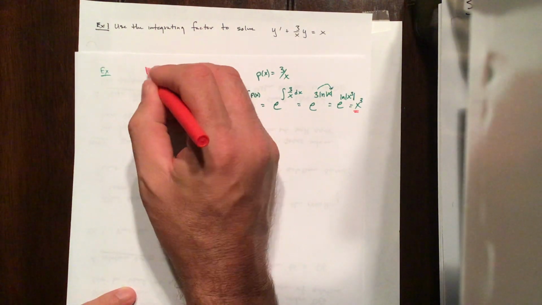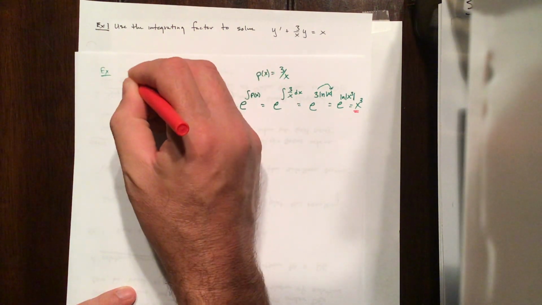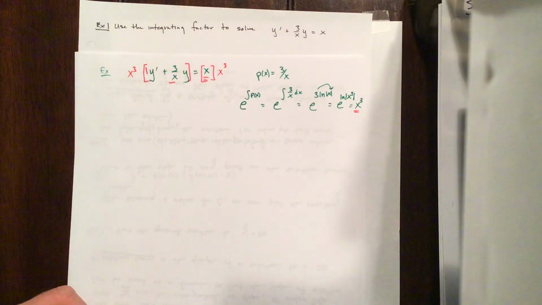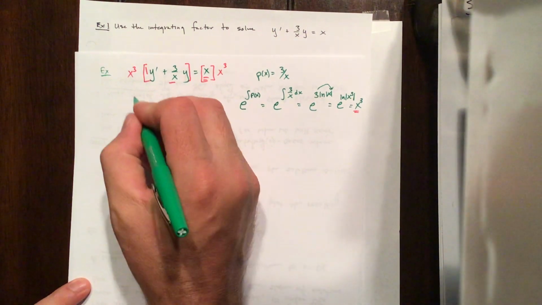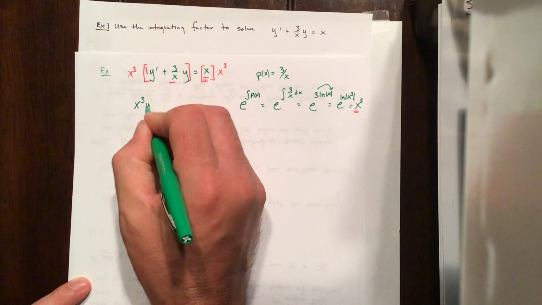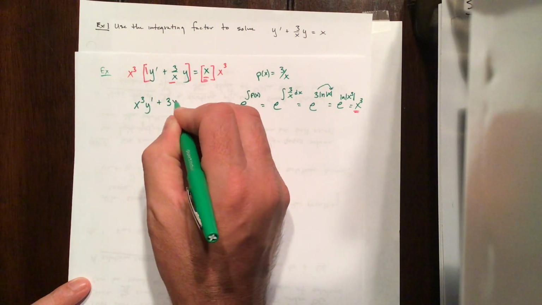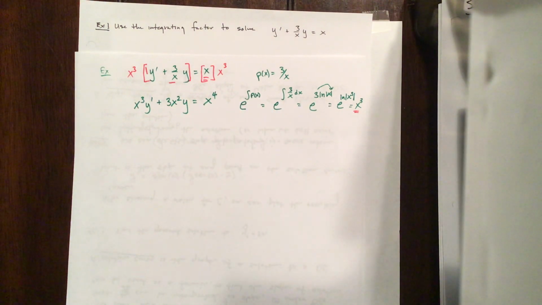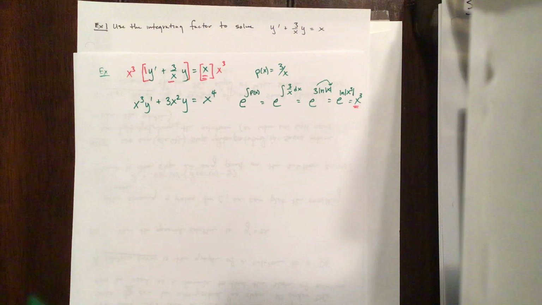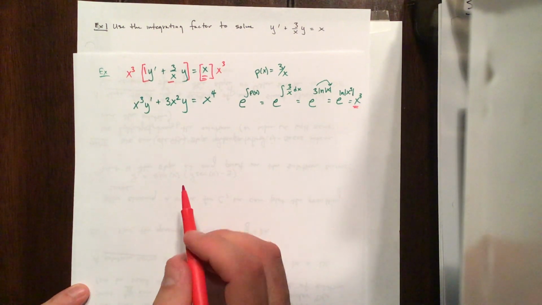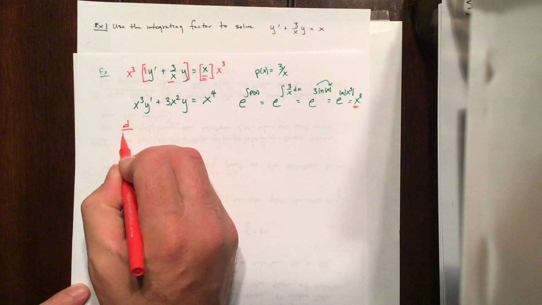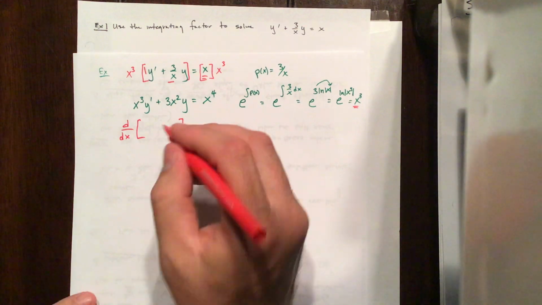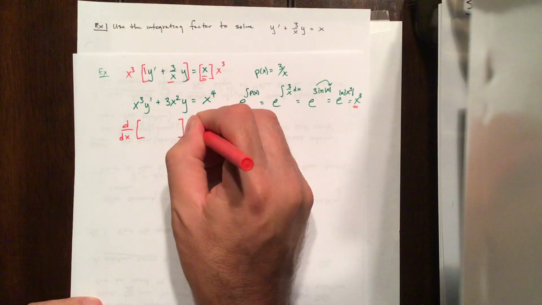So I'm going to multiply this side of the equation by x cubed. I'm going to multiply this side of the equation by x cubed. So what you end up getting is x cubed y prime plus 3x squared y equals x to the 4th. And because I did everything correctly in step 1, I know that the left-hand side is the derivative of some product. Now what is that product?